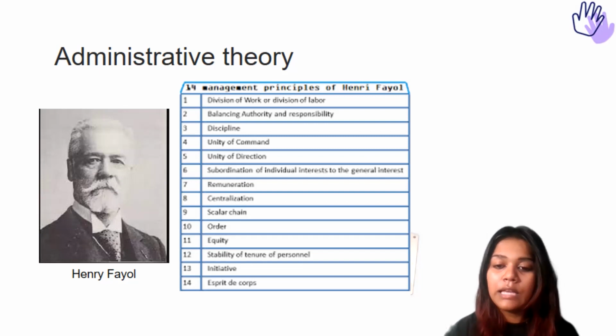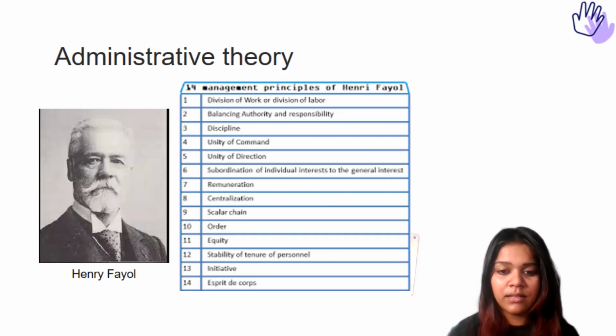Unity of command means that employees should receive orders from one superior only, so that there is no confusion on whose order to follow and whose order to follow on a priority basis, right?